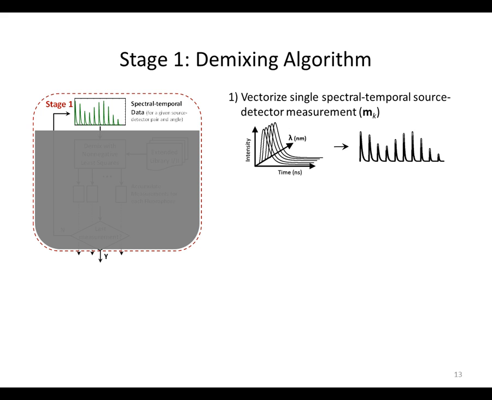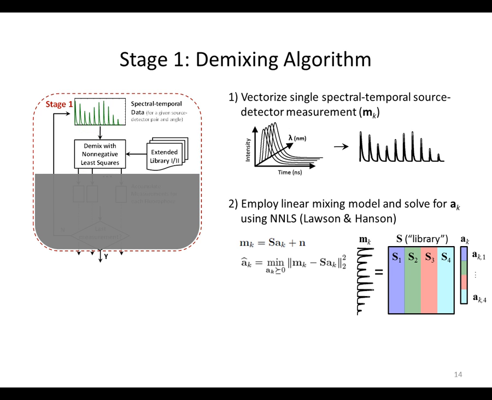So to take a look at that a little bit more closely, what we do is we first take this multidimensional data set and we vectorize it. We just concatenate it into one long vector. Then we're going to go ahead and employ a linear mixing model. So I'm saying that my measurement is the product of a matrix S, which I'm calling the library, and that contains the known fluorophore signatures of the fluorophores that are potentially in my sample, and this unknown vector of combining coefficients A. And then I'm adding some noise here.